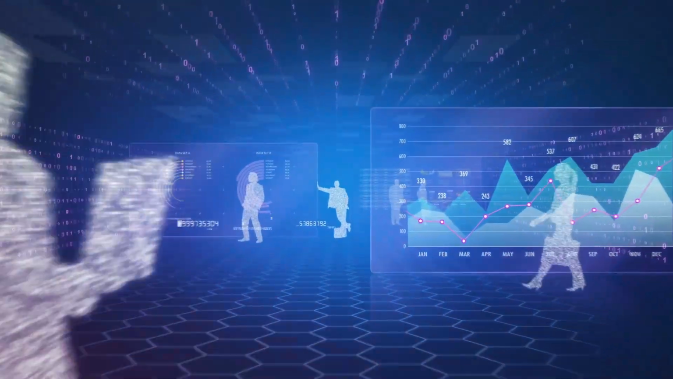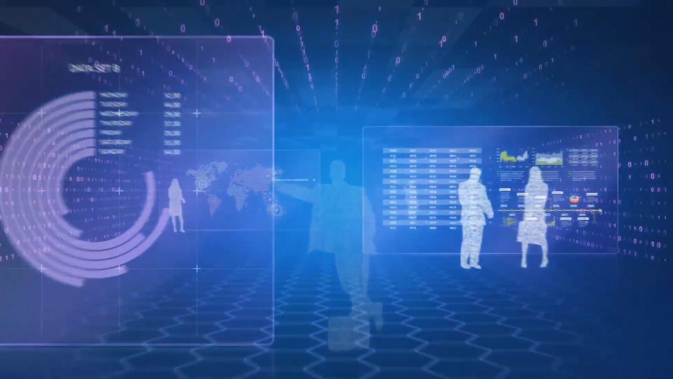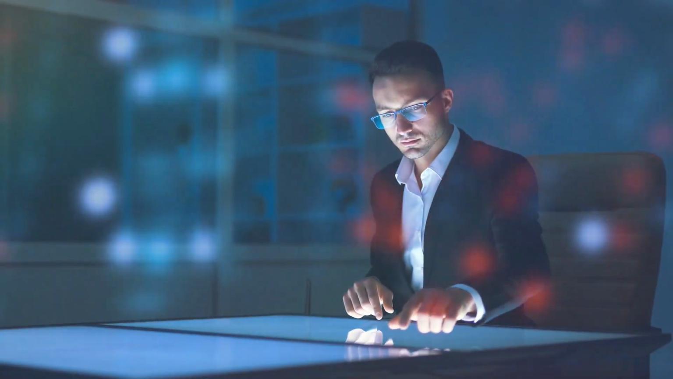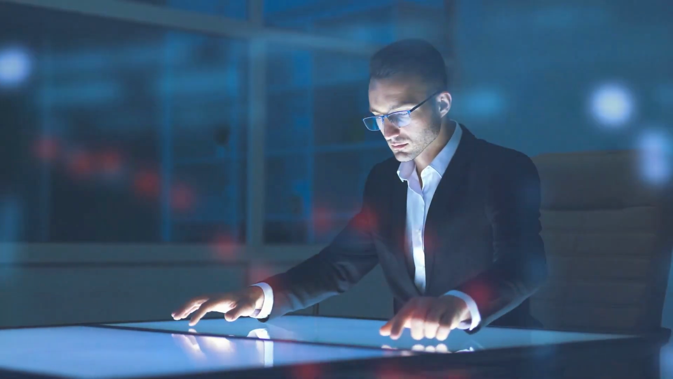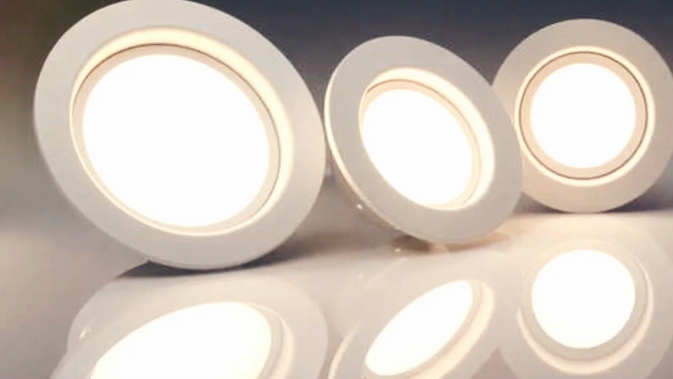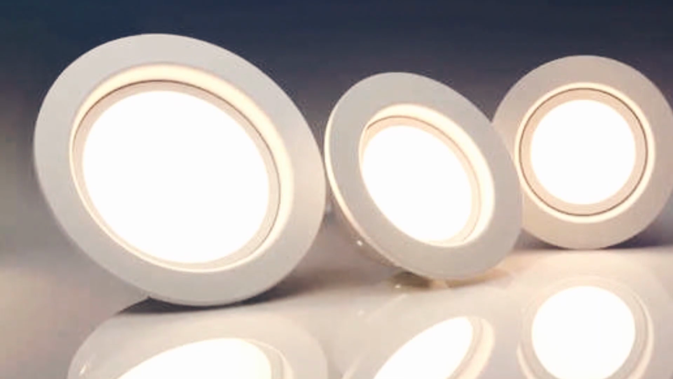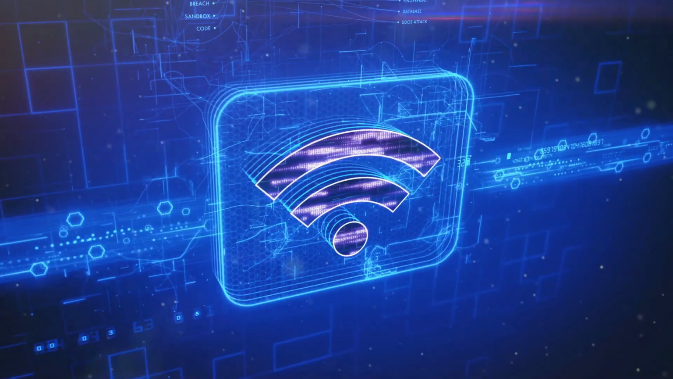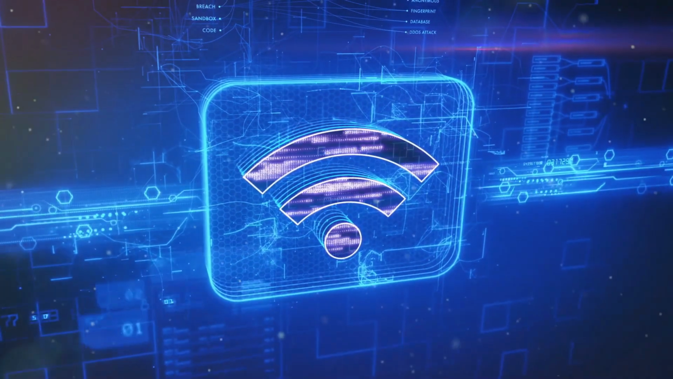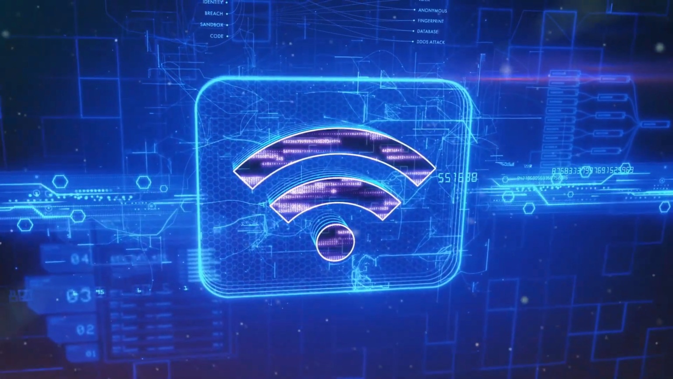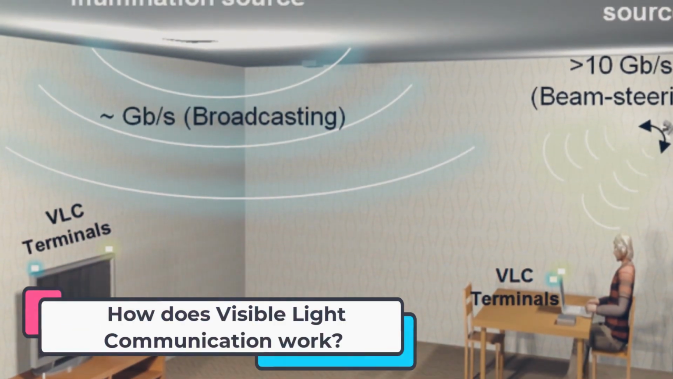Even though the signal can't go through walls or other obstacles, a direct line of sight isn't needed as long as the light is reflected from other surfaces. The LED lights must be on for the signal to be sent, but they can be turned down to a very low level. If VLC becomes a reality, it will be better than Wi-Fi at sending data because it won't cause electromagnetic interference. How does visible light communication work?